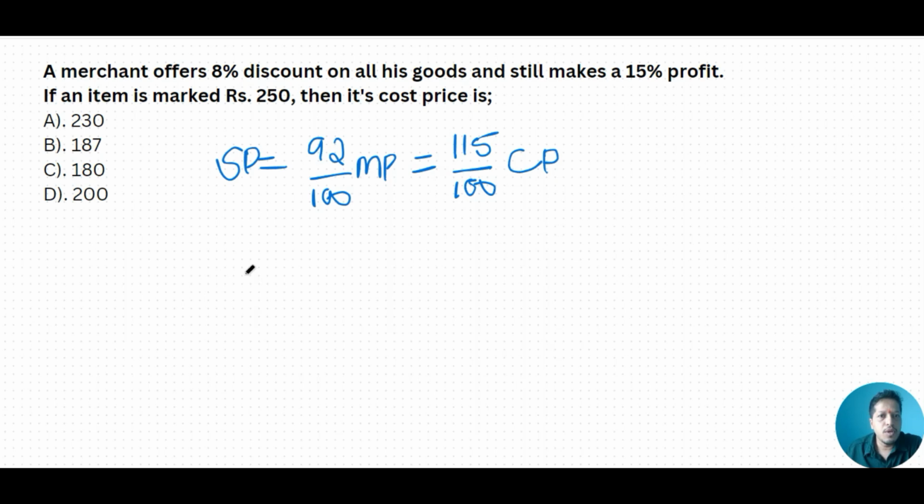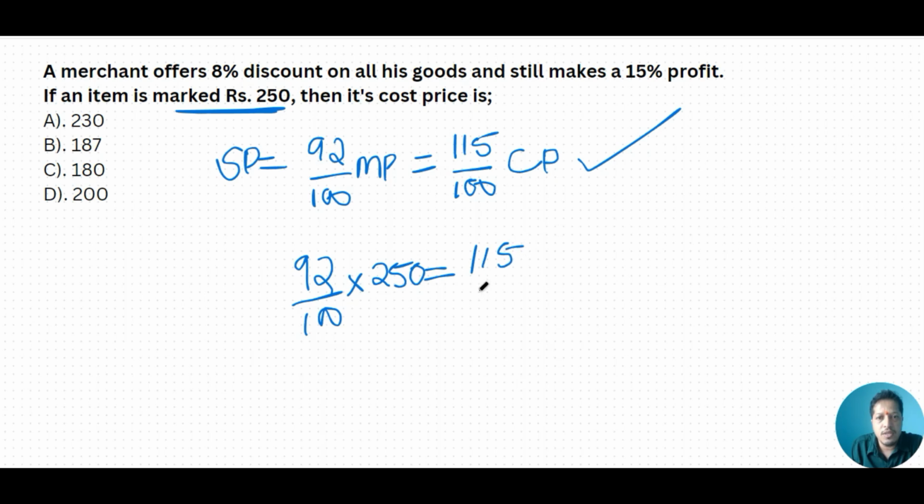Now we'll go to the second step. This is standard, but in this one case, the mark price is 250, only for this particular item. So for that item, let's see what the cost price is. Here 92 by 100 will be common for all products. For this product, the mark price is 250 and the profit he makes is 15%, so it will always be 115% of the cost price.